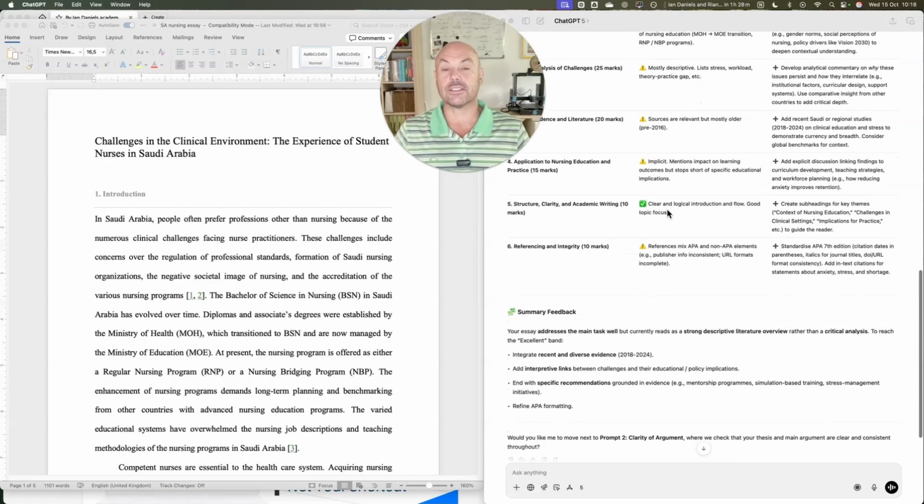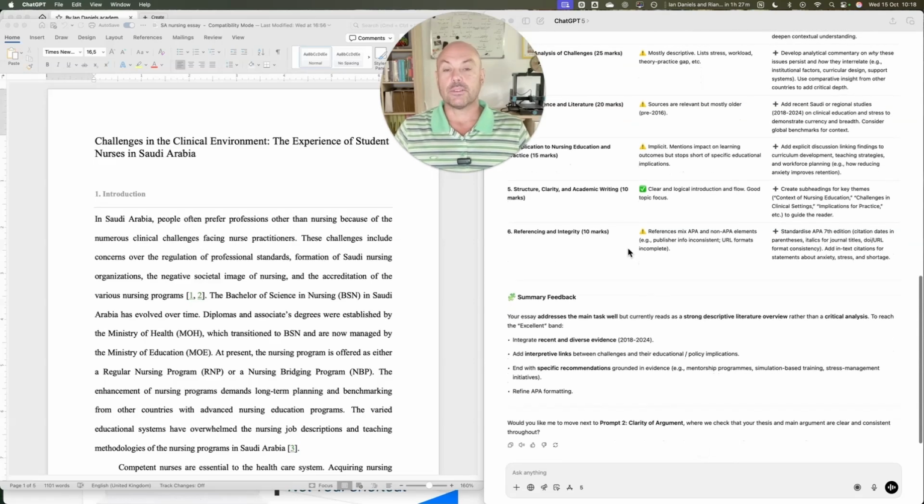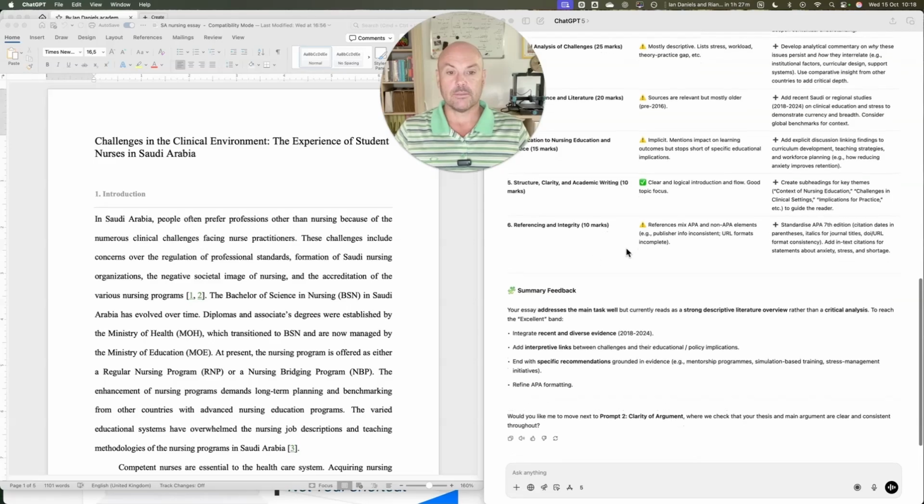However, the structure and clarity in the academic writing is pretty good, okay? But the referencing needs some work. So what do I need to do? I need to integrate recent and diverse evidence. I need to go back to my university search database and look for more relevant peer-reviewed articles, and then add some interpretive links between challenges and their educational policy and implications.